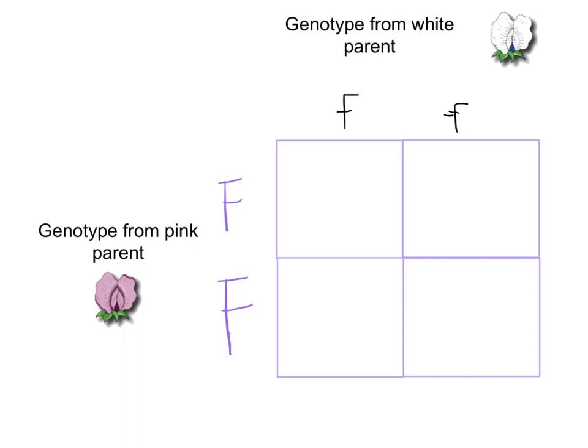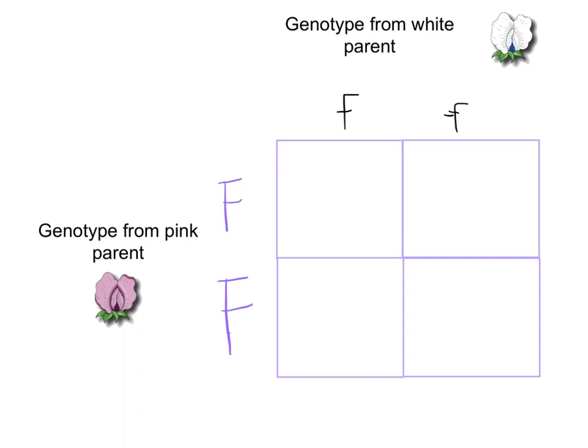So first let's look at our, I wrote pink here, it should be purple parent, and we're going to take this big F, and we're going to put it into this square and this square. Same for this other big F, we'll distribute it into this square and that square. Little f's then go here and here. This little f goes here and here. So let me show you.